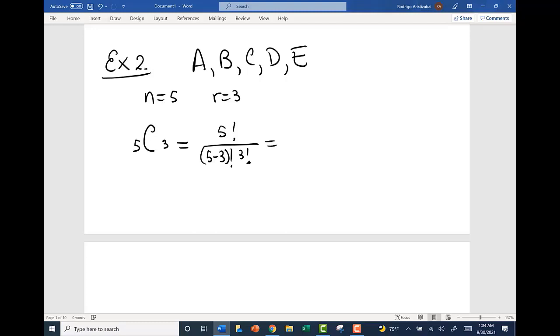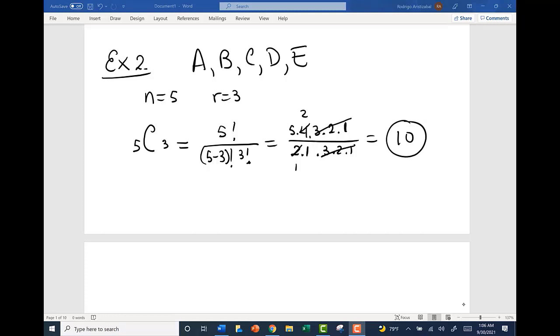In this case, if we expand, the factorial is 5 times 4 times 3 times 2 times 1 divided by 5 minus 3, which is 2 factorial, times 1, times 3 factorial, which is 3 times 2 times 1. Then we can simplify this 3 factorial with this 3 factorial, this 2 with this 2 in 4, and we have 10 different ways. We can select 3 letters from 5 letters when order doesn't matter in 10 different ways.